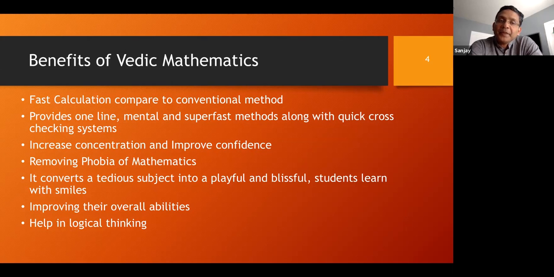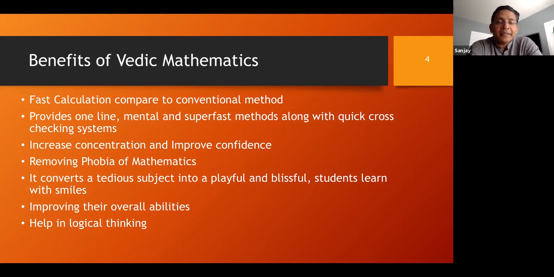First of all, it's fast calculation. Most of the things you do in your mind. It provides single-line mental, super fast methods, very quick. Multiple methods you can get, so you can quickly check your answers. It increases your concentration, improves confidence. If you don't like math, probably at the end of Vedic mathematics you'll have a different opinion because it's fun.